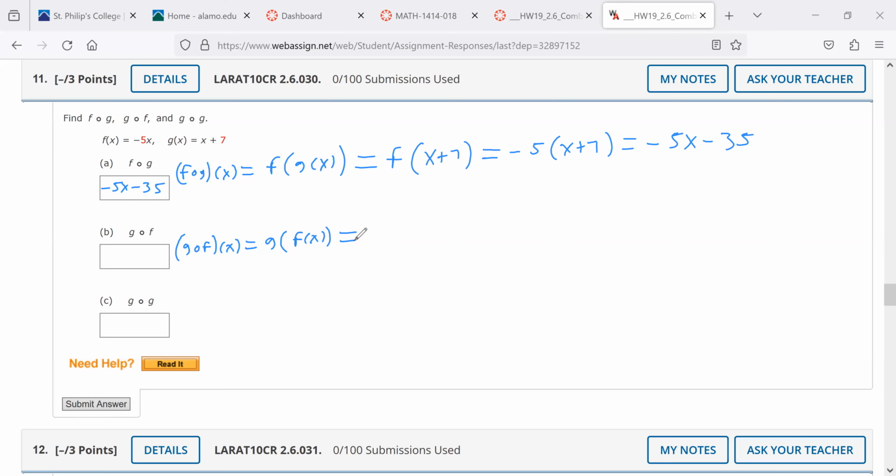Okay, plug in f into g this time. So f is -5x. G is x plus 7. So what does G do? It adds 7 to any input. The input happens to be -5x, plus 7. So our answer would be -5x plus 7. Any questions on part B?